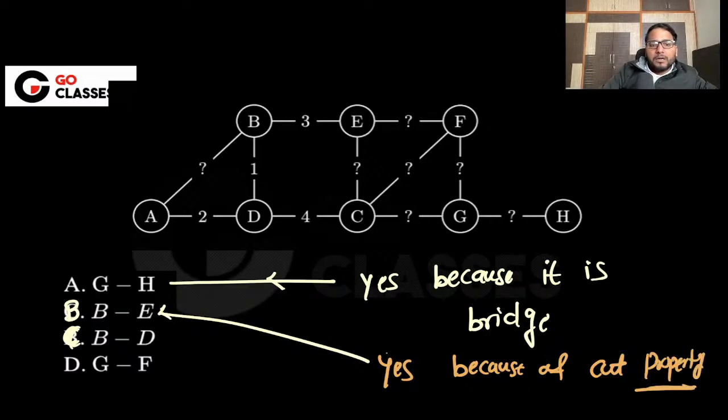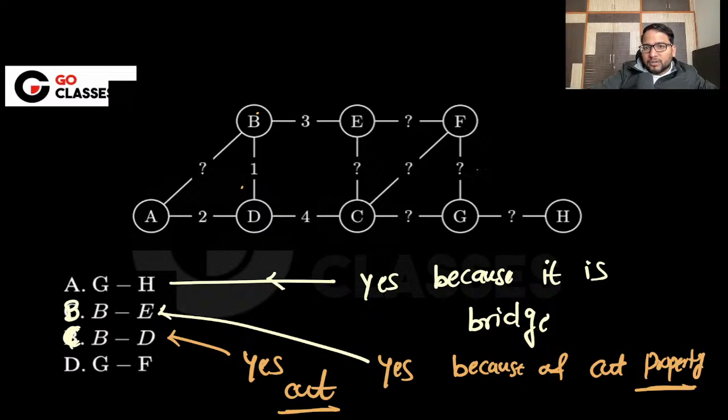Can you guarantee about this BD? Yes, again because of the cut property. You can say that this is a cut and here the one is minimum. Because of the cut property, you can guarantee this BD. What about this GF? Can you guarantee somehow?